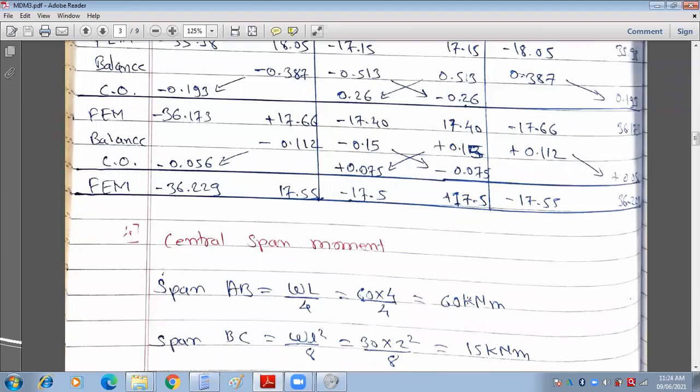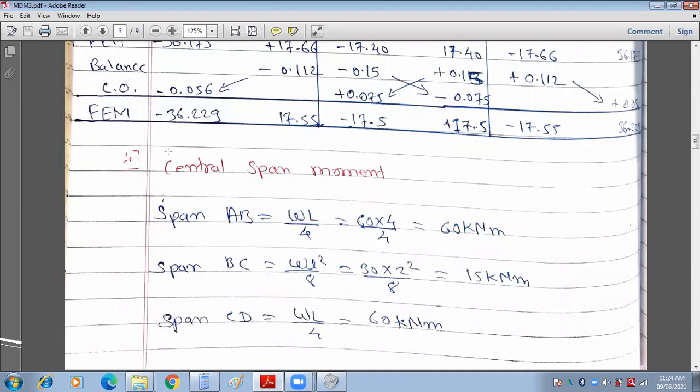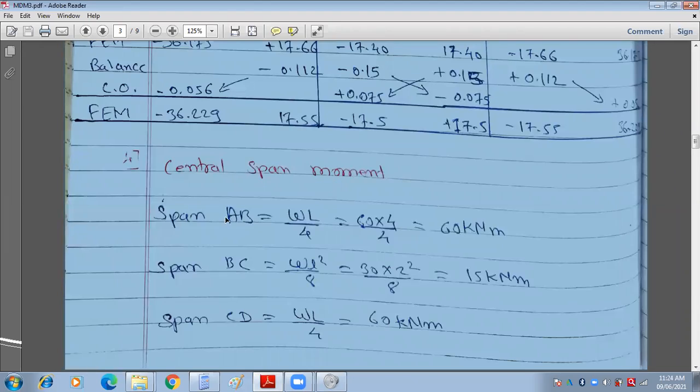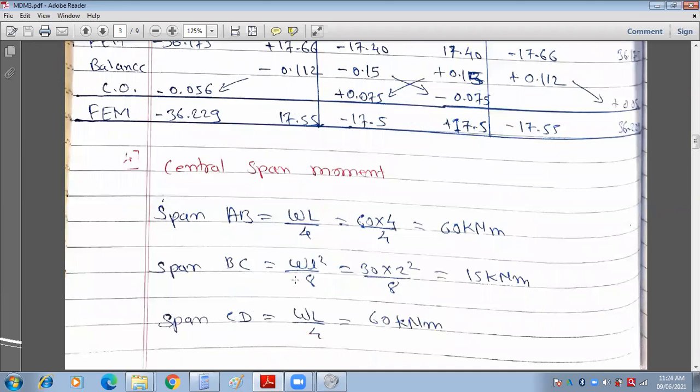Now the next step is that we have to calculate the central span moment. As we know, for the members AB and CD, there is a point load at the center. Therefore, the central span moment formula is WL by 4. Intensity is 60 into span is 4 divided by 4. 60 divided by 4, 4 it becomes 60 only, 60 kilonewton meter.